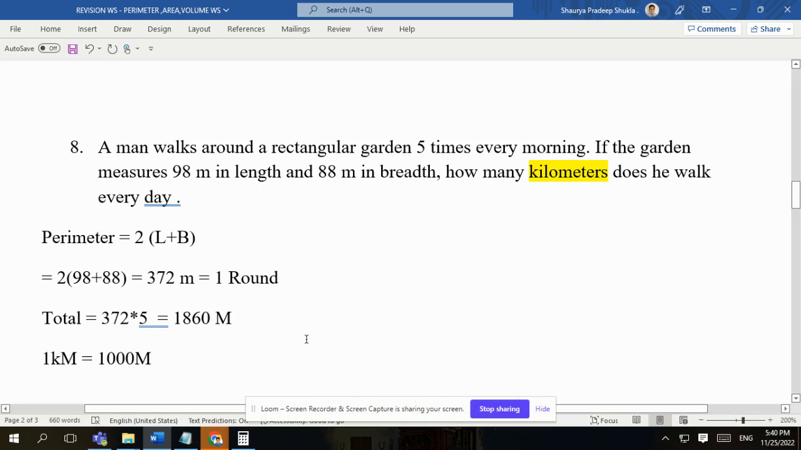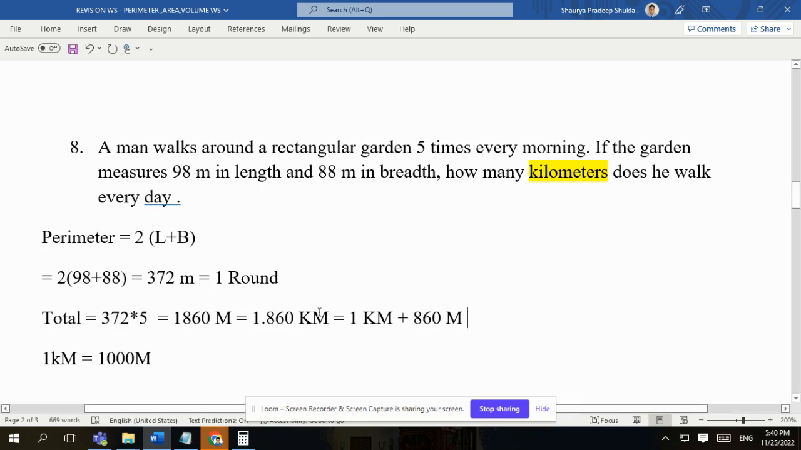In line with that, I can simply say that it's 1.860 kilometers. It is also nothing but equal to 1 kilometer plus 860 meters. All right, guys, if you make some mistake, it will be in the multiplication table only, which you learned in grade 2 or grade 1, I would say.